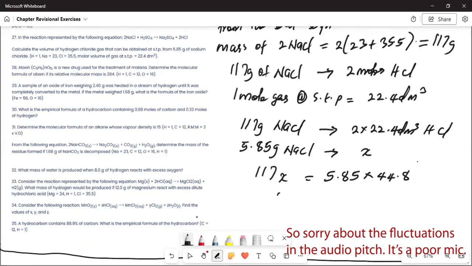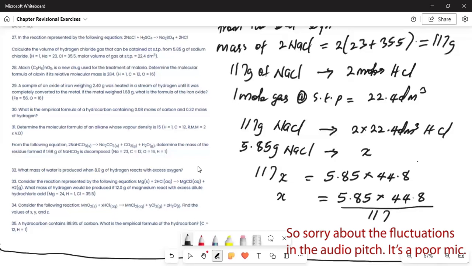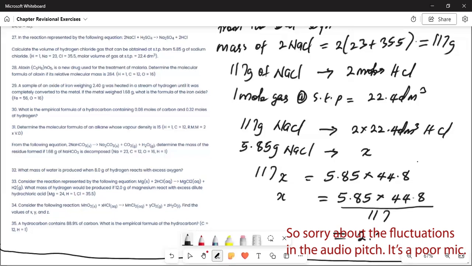So 44.8 dm cube. Remember this 117 is in gram, this 5.85 is also gram, so in essence the gram will cancel out when I divide, and what we are left with is dm cube. Of course, the question is asking us to calculate the volume. So X equal to 5.85 times 44.8 divided by 117, which is 2.24. So the volume of HCl is 2.24 dm cube.